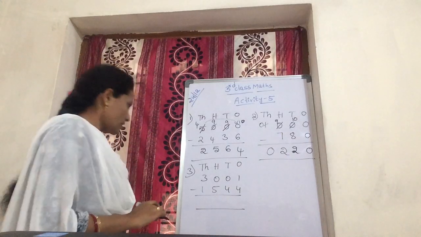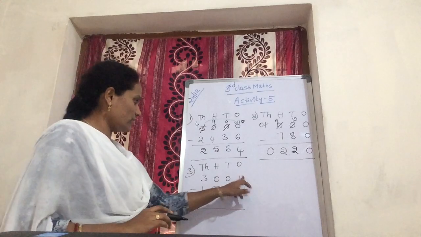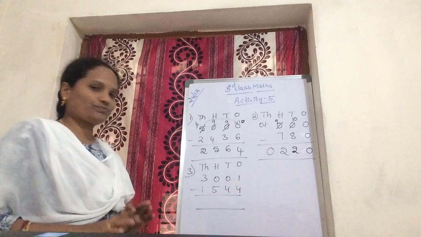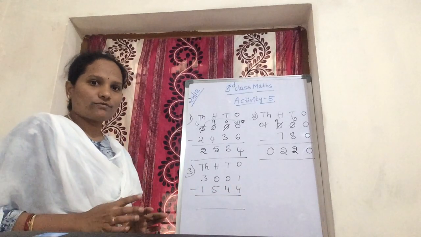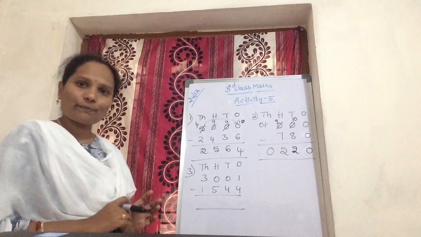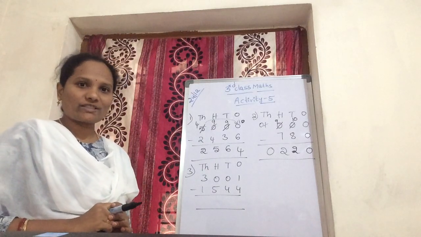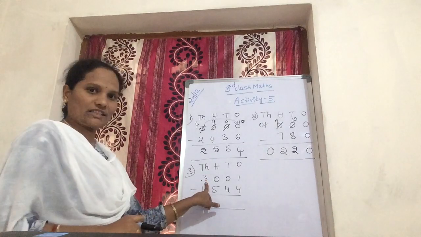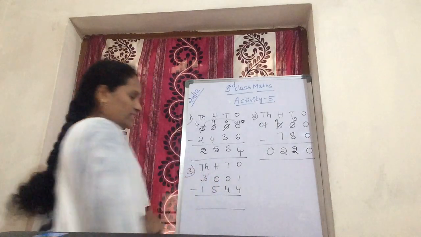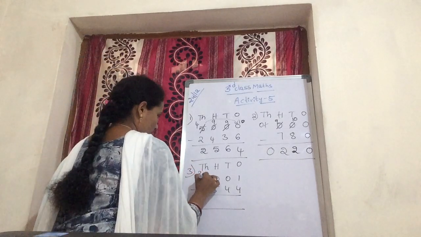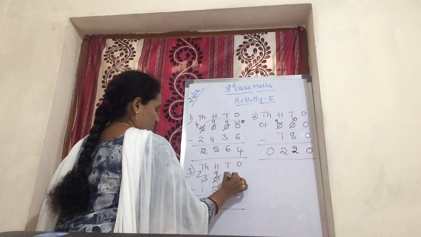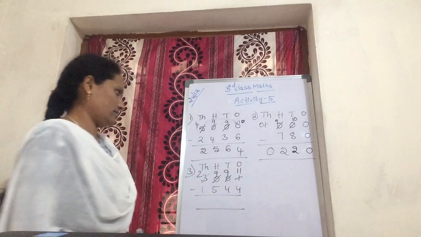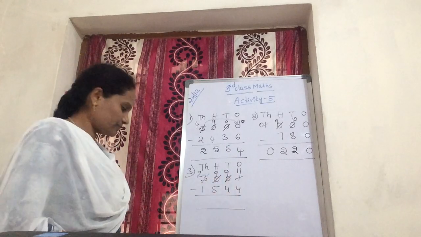Here 3001 minus 1544. Now 1 minus 4. 1 is a small number, 4 is a big number. So is 1 minus 4 possible? No. You need a borrowing from 3. After borrowing, this 3 is the 2. And this 0 is a 9. And this 0 is a 9. And this 1 is a 10 plus 1. You get 11.